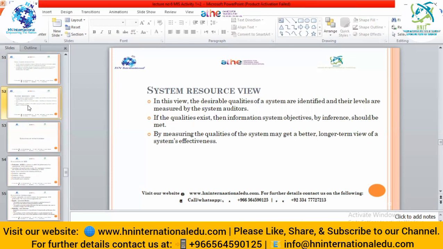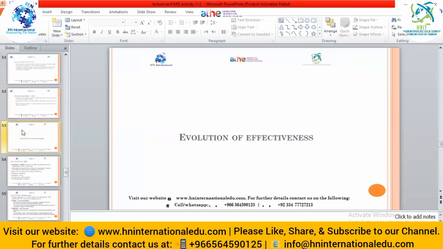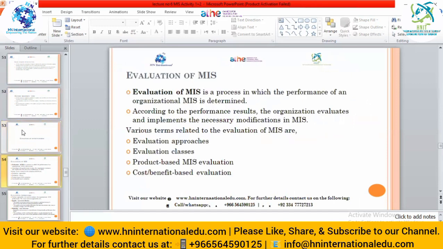If the qualities exist, then the information system objectives by inference should be met. So if all the characteristics are good, we can go towards a higher rate. Measuring the qualities of a system may give a better long-term view of the system's effectiveness. Now, how can we evaluate the effectiveness? Those are the two ways.